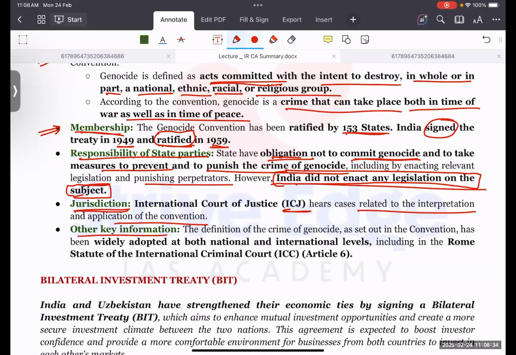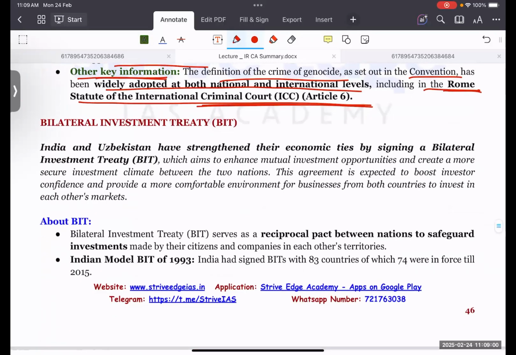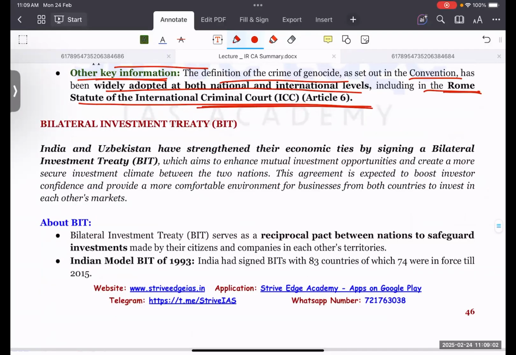Then what are the other key pieces of information we can remember about this for prelims? The definition of the genocide crime as set out in the convention has been widely adopted at both national as well as international levels. It is one of the most prominent ones adopted, including in the Rome Statute of the ICC. So the International Criminal Court also has included this genocide definition. You have to remember that. This is all about the Genocide Convention.